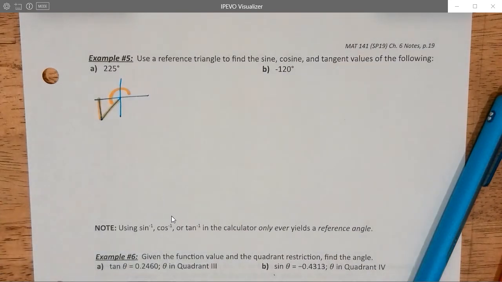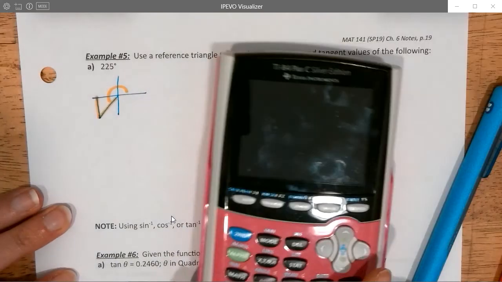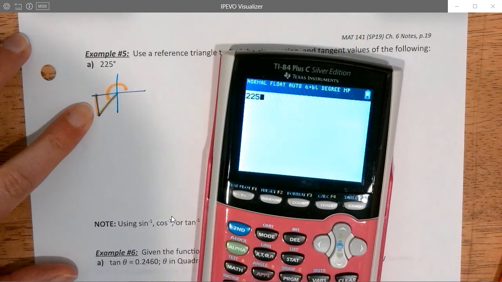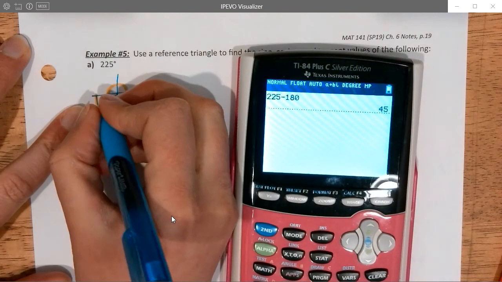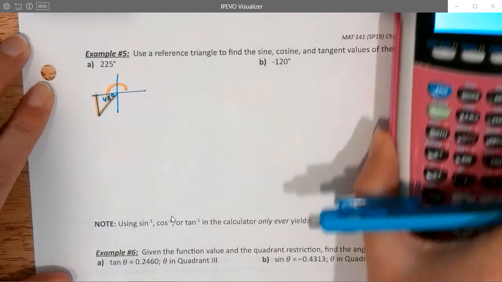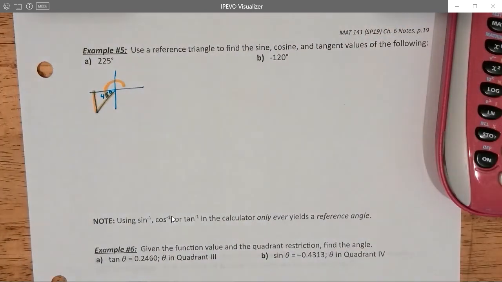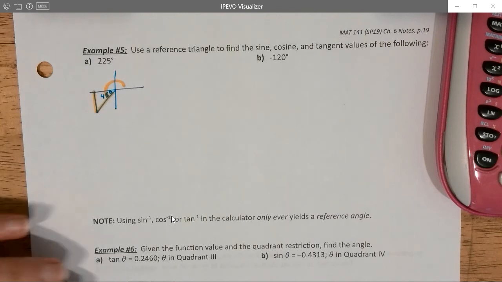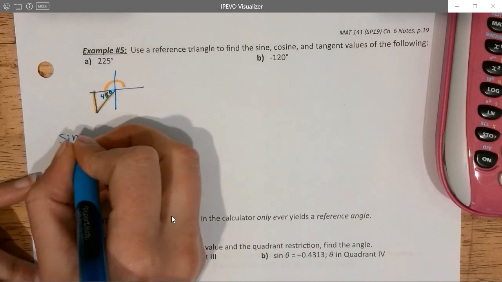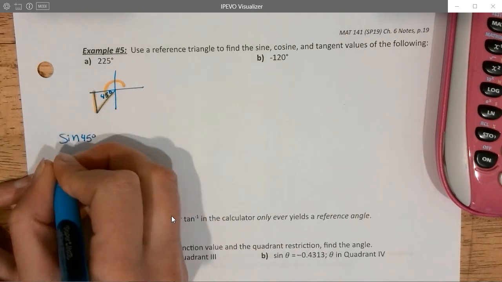Now what I want to know is how much larger is that angle than 180? I know this axis was 180. So if I take 225 and I subtract off 180, I find that the reference angle is 45. So this is 45 degrees, and that's my reference angle. That means that 45 is going to be the angle that has the same, plus or minus, of course, trigonometric ratios.